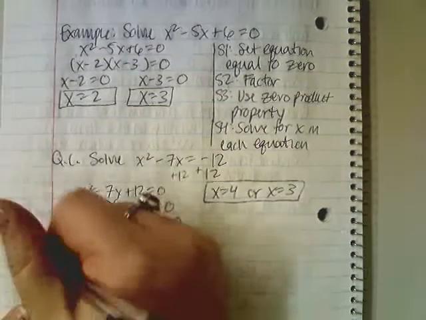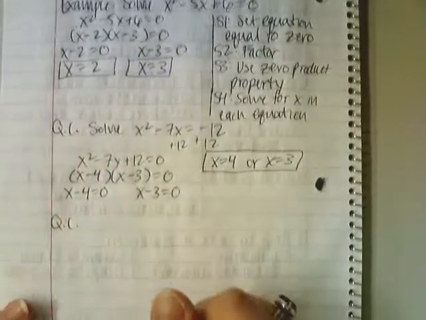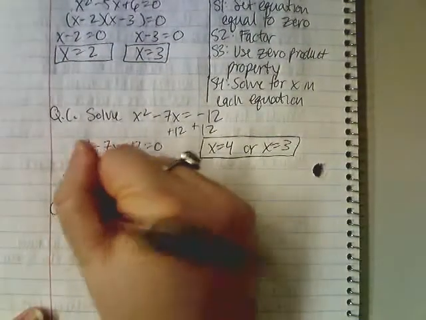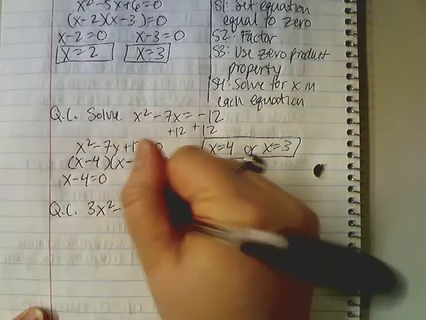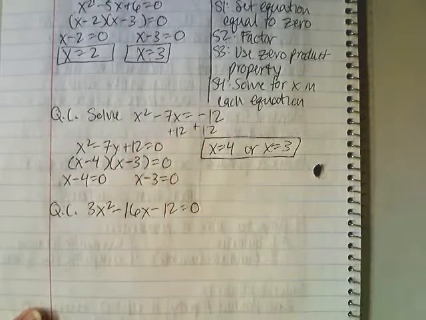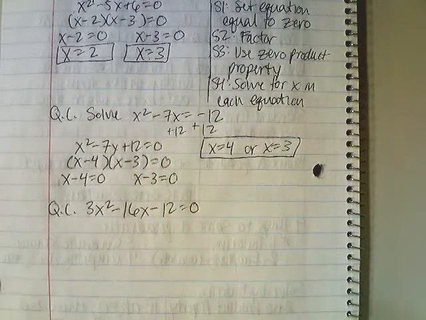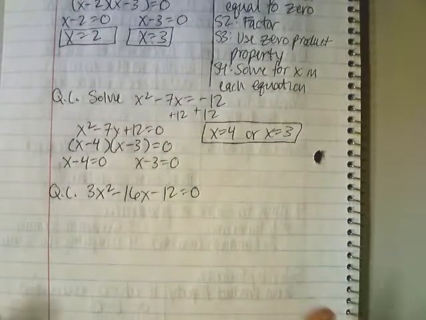We'll do one more just to make sure everyone's on the same page, because this is a critical lesson. So what if a is not 1? Let's try that out. So I have 3x squared minus 16x minus 12 is equal to 0. So go ahead and try that one out now. I'm going to go over it.